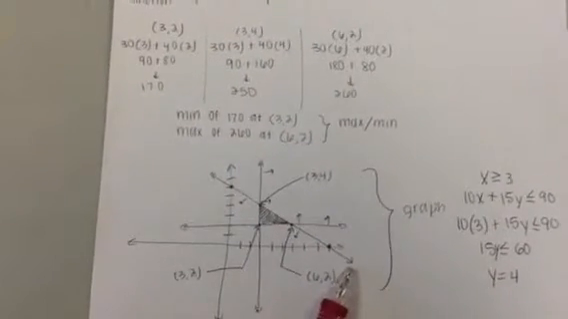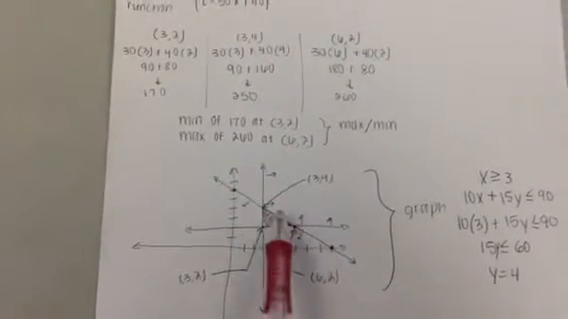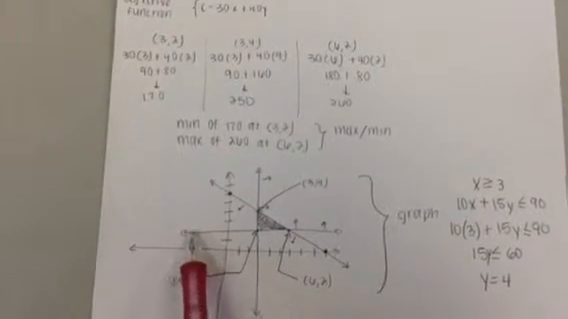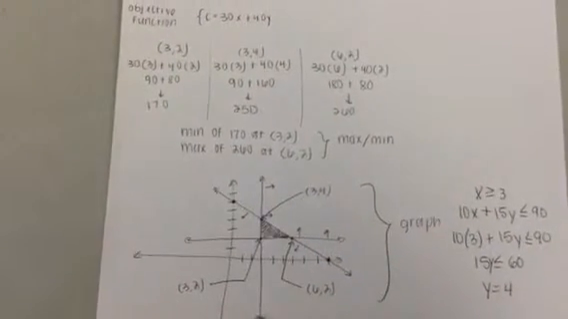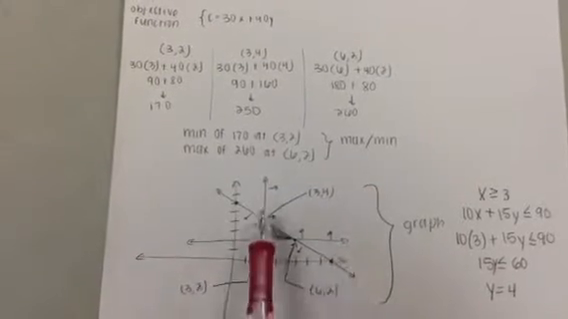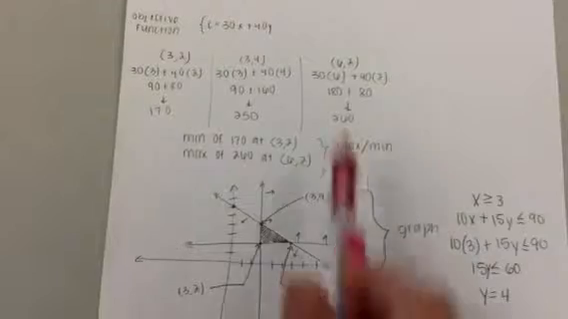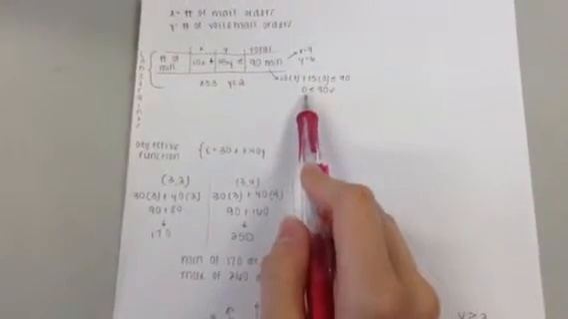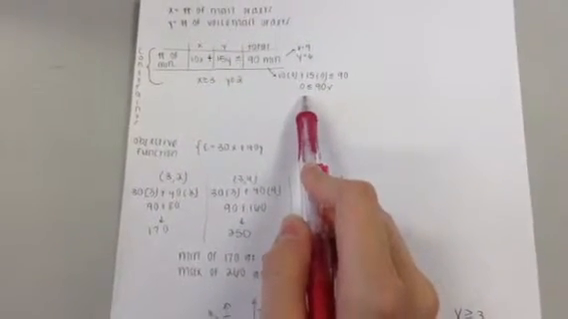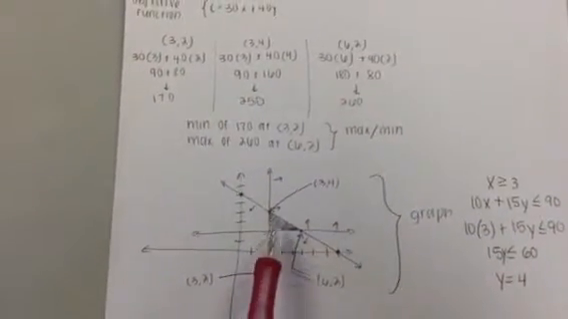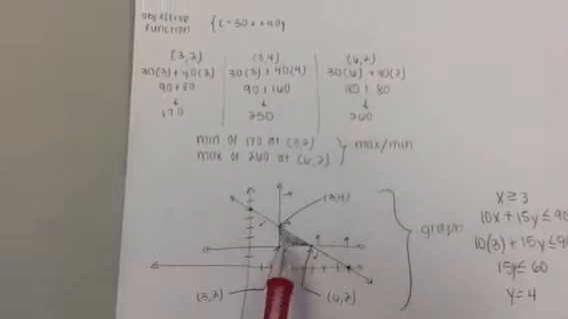And then for shading, we knew it had to be greater than 3 for the x one, and then it had to be greater than 0 for the x line and greater than 0 for the y line, so they both were shaded there. And then for the diagonal, we plugged it in here. We plugged in 0, 0, and we got 0 is less than or equal to 90, which is true. So we shaded downwards. So the full area where we would shade would be in this little triangle right here.